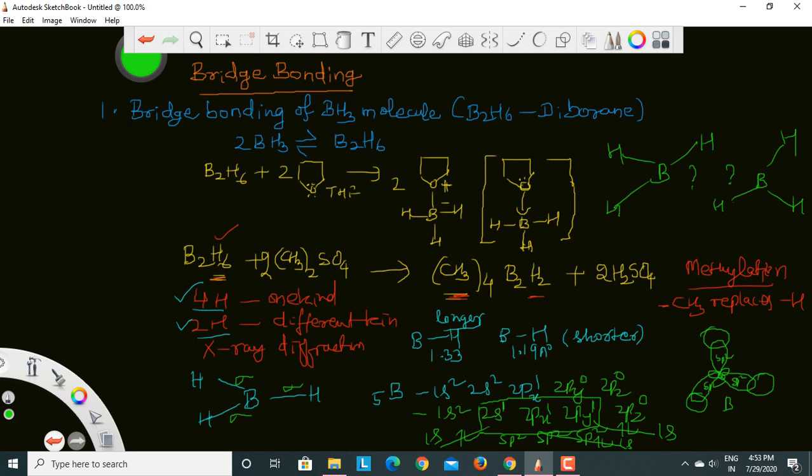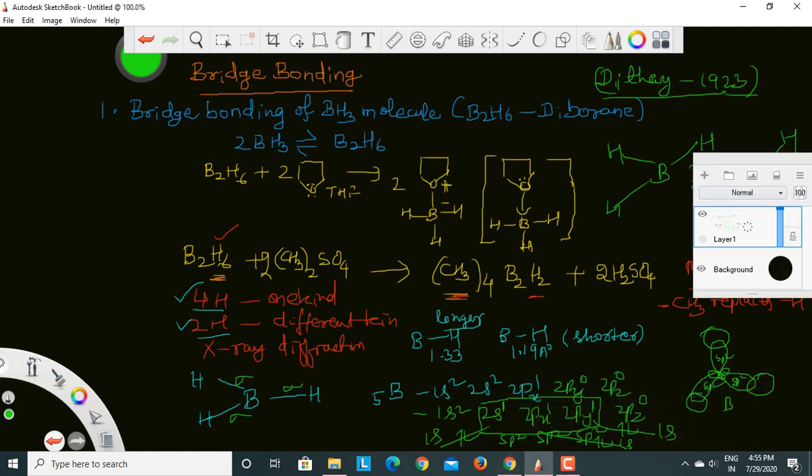So this was a mystery till 1923, before Dilthey discovered a new type of bonding. In 1923, Dilthey discovered a new type of bonding for diborane, and what is that new type of bonding? Let us see. Let's go to the next page.